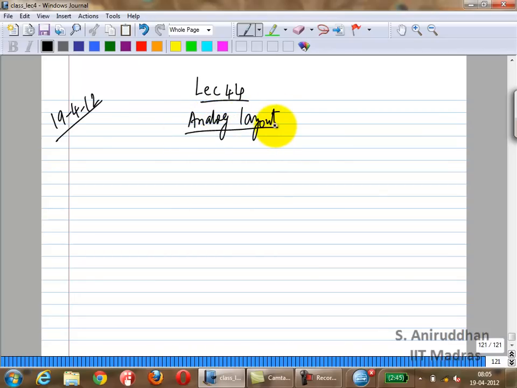Okay, so in today's class we'll quickly go through analog layout. We have looked at it on and off over several classes, so today we'll try to do a comprehensive review of this.